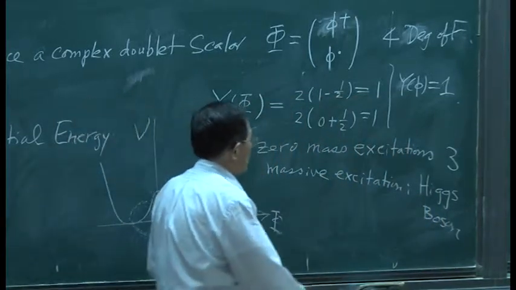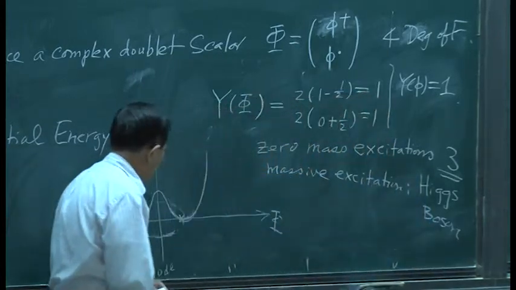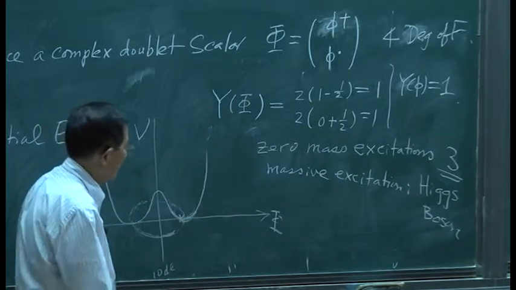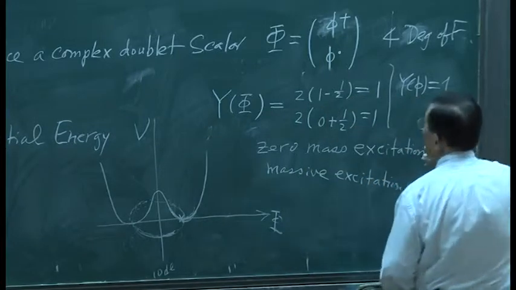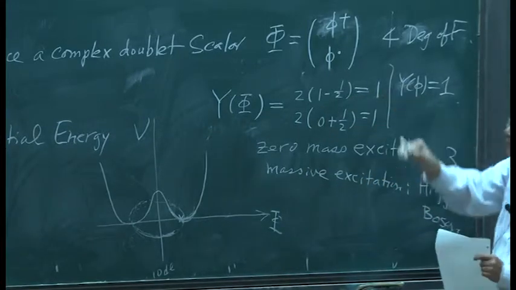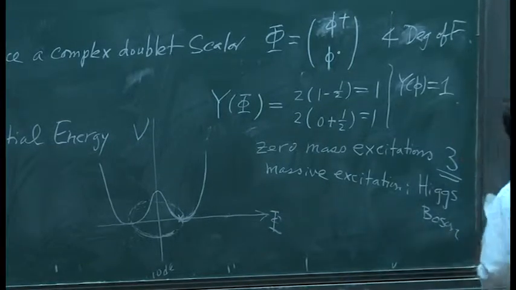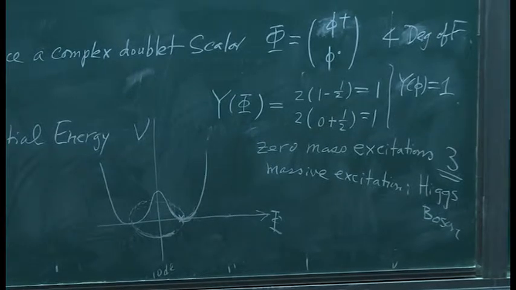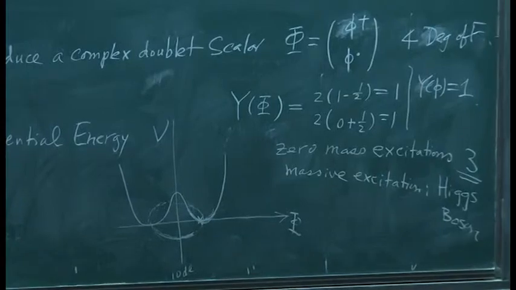Now we have to deal with these three zero mass excitations, which are called the Goldstone bosons. Okay? We don't want Goldstone bosons. We want to have vector particles with mass. So how do we do that? Well, we have to use something called the Higgs mechanism. So the next thing is talking about the Higgs mechanism.